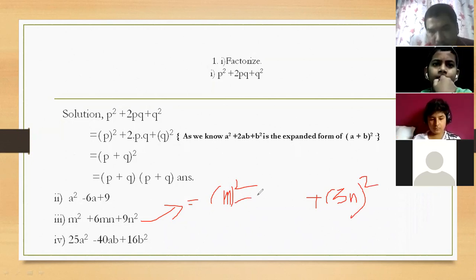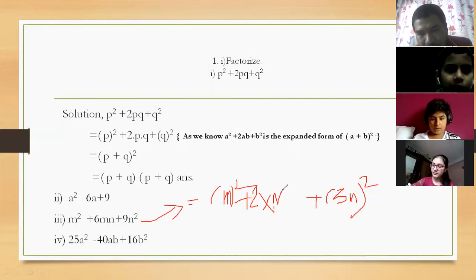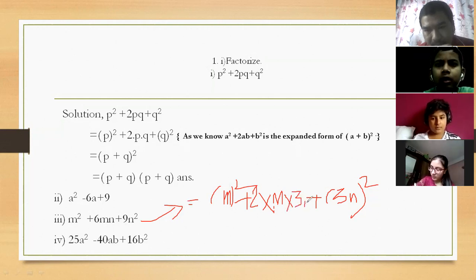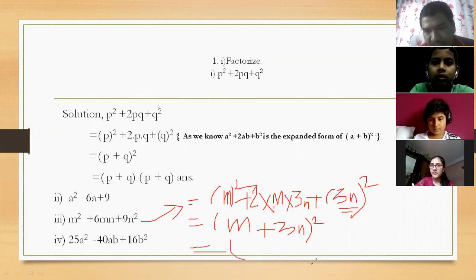Plus 2ab. 2 comes from formula. And what is a there? A is m. What is b? What is b there? 3n. B is 3n. B is this last one in bracket, okay? B is 3n there. This is the formula of which one till now? (a plus b) whole square, right? m plus 3n whole square.